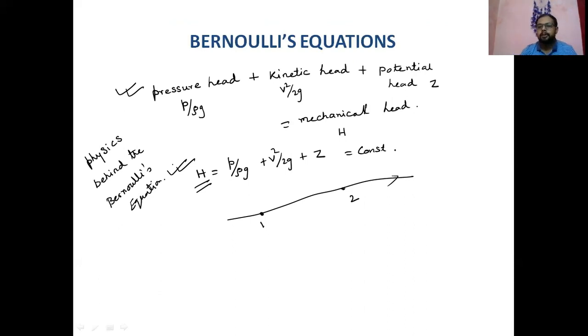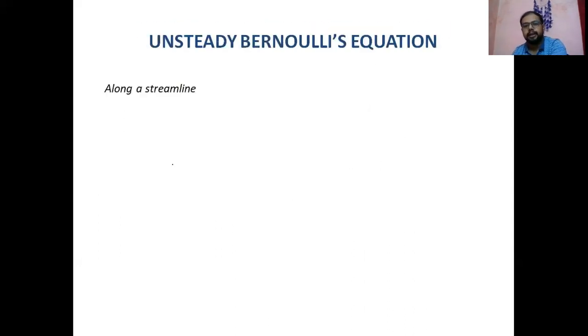There may be a separate Bernoulli's equation for unsteady flows. If the flow is unsteady, we can also apply Bernoulli's equation, so an unsteady term will be here. In that case, for the unsteady-flow Bernoulli's equation, there are two options: either it should be along a streamline or irrotational. So first consider along a streamline.